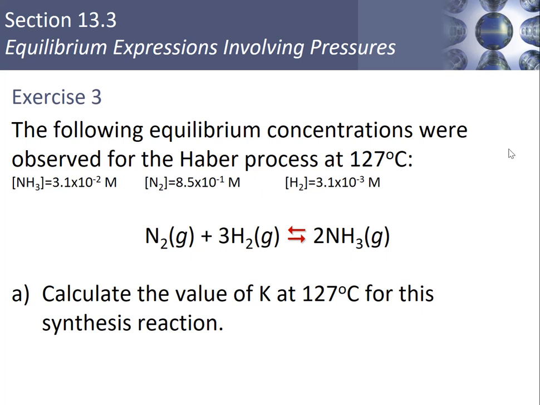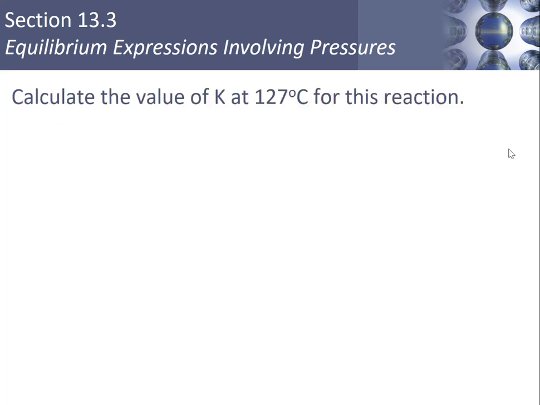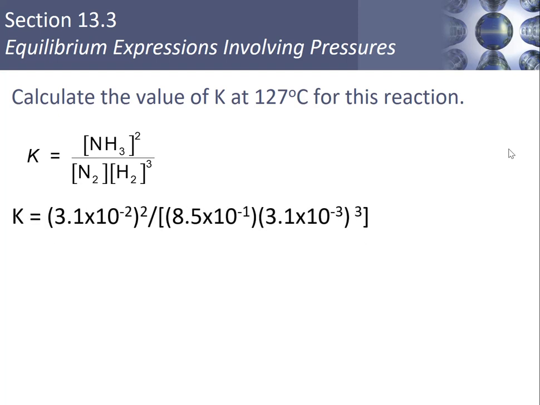Probably best to pause this and then pick it back up when you're ready, so I'll keep moving. Our K expression will look like this. Plugging in our numbers and solving, I get 3.8 times 10 to the fourth. And yay, joy, there are no units for our K, or equilibrium expression.